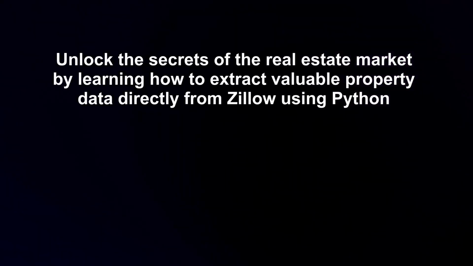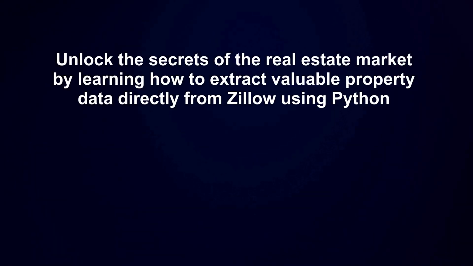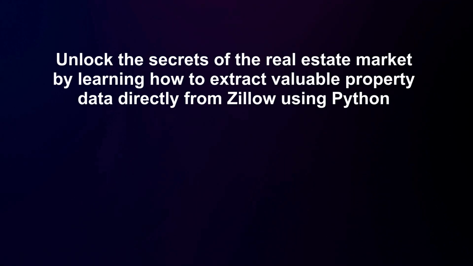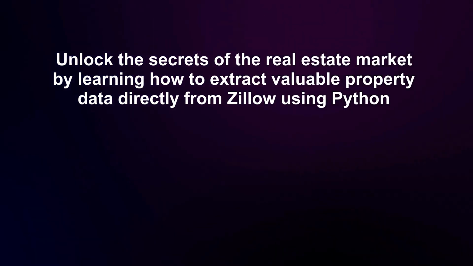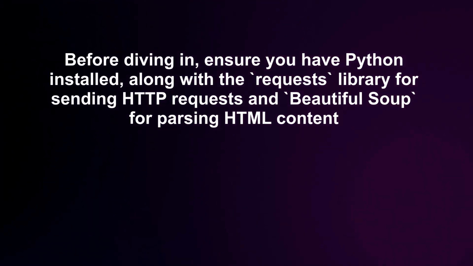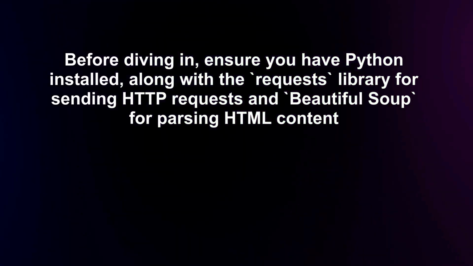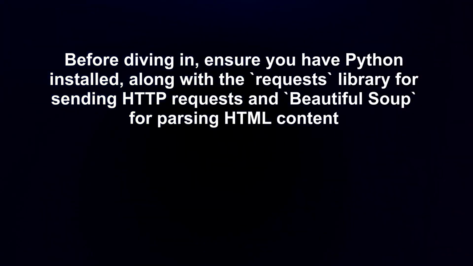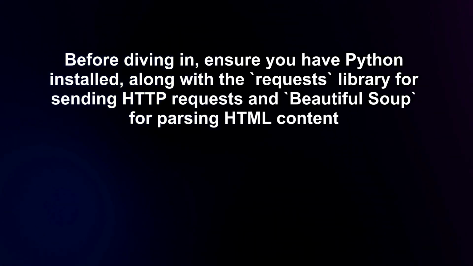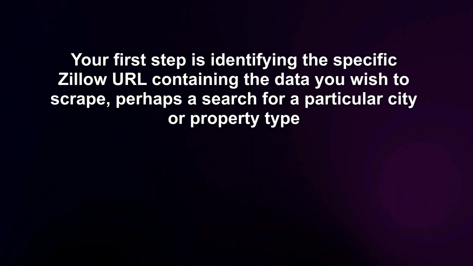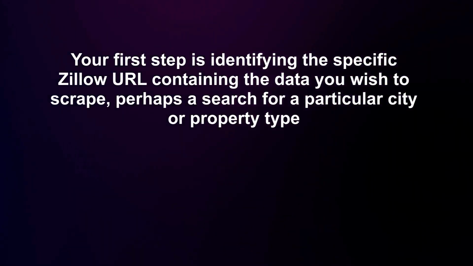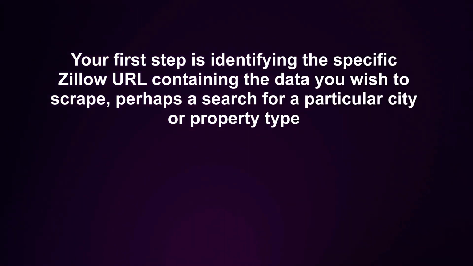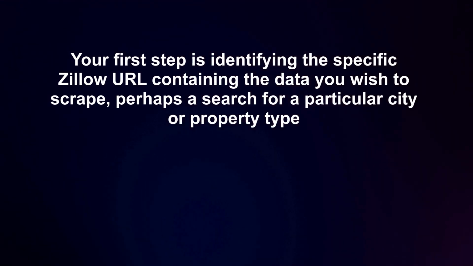Unlock the secrets of the real estate market by learning how to extract valuable property data directly from Zillow using Python. Before diving in, ensure you have Python installed, along with the requests library for sending HTTP requests and Beautiful Soup for parsing HTML content. Your first step is identifying the specific Zillow URL containing the data you wish to scrape, perhaps a search for a particular city or property type.